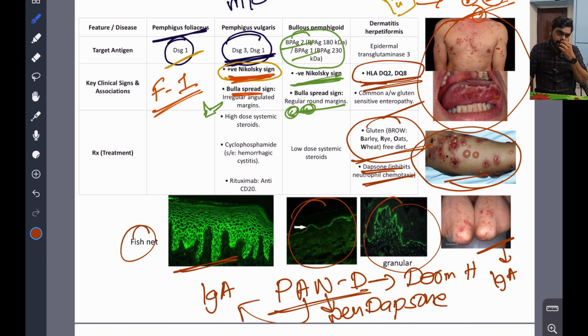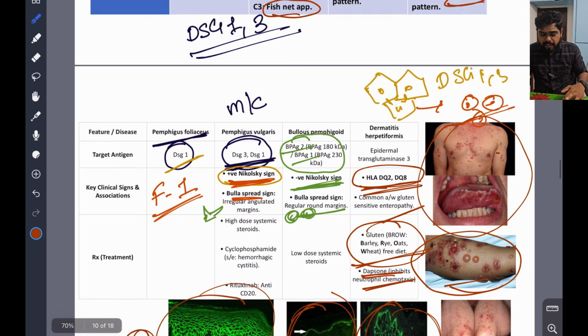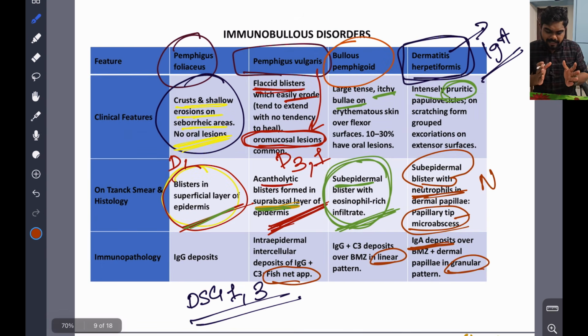So imagine a child of some 10 to 15 years old who was completely on a rice diet, suddenly started wheat, rye, oats food, and developed some skin lesions. That will point to dermatitis herpetiformis. And it is granular. Linear is bullous pemphigoid, and pemphigus vulgaris is fishnet. Okay, clear. This is very important, a little confusing.